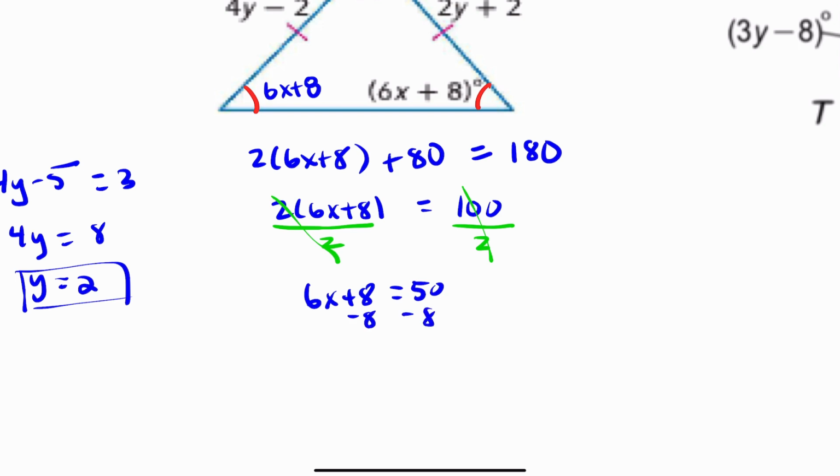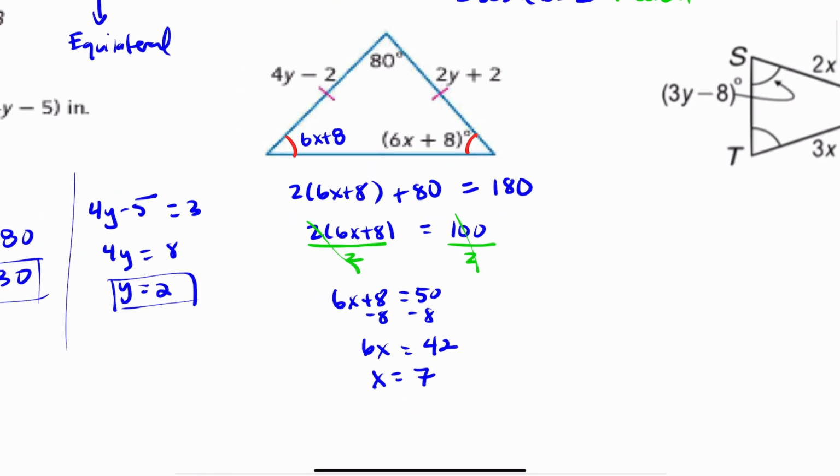Then I'm going to subtract 8 from both sides, so 6x is equal to, what is this going to give me? 42. So x is equal to 7. Okay, so x is equal to 7. So that's me solving for x.